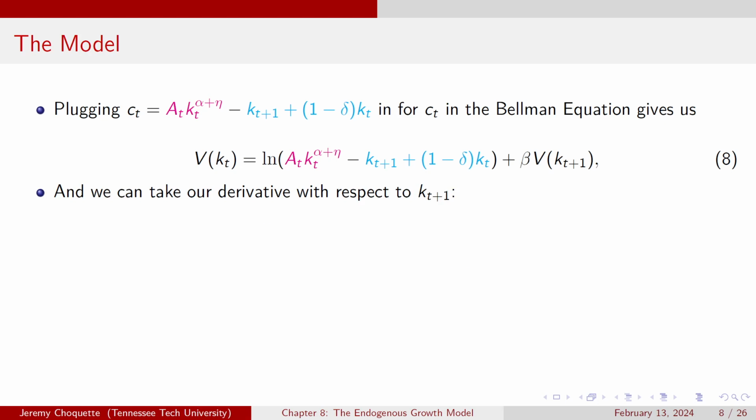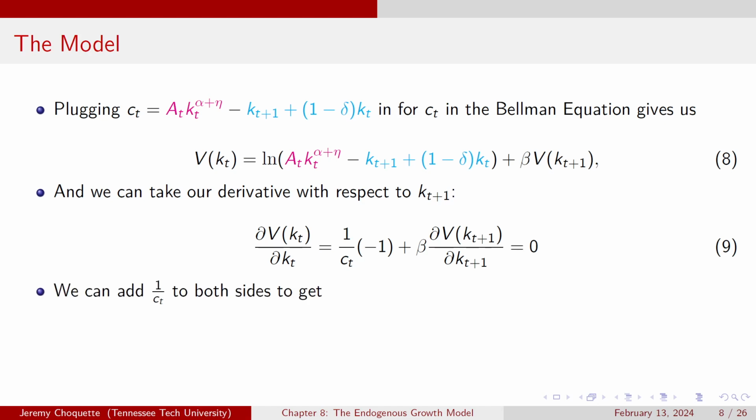I take my derivative with respect to k_{t+1}. That gives me 1 over c_t times negative 1 plus beta times the partial of V of k_{t+1} with respect to k_{t+1} equals 0. All right, so this, equation 9 here, isn't any different than what we've seen from the neoclassical growth model. So I can add 1 over c_t to both sides.